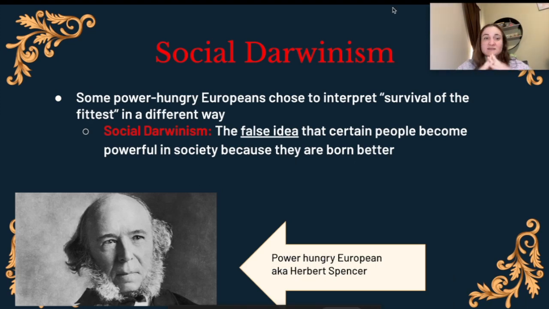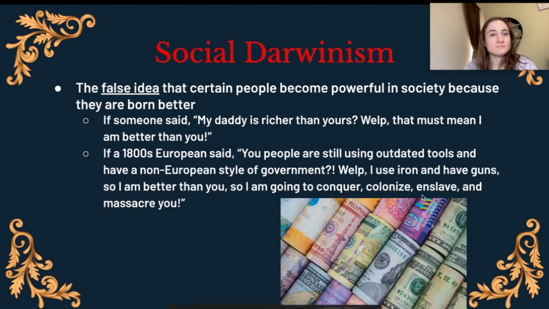But some very power-hungry Europeans chose to interpret survival of the fittest in a very, very different way. This is something called social Darwinism, and it is the false idea that certain people become powerful in society because they are simply born better. I'm going to repeat that definition one more time. Social Darwinism is the false idea that certain people become powerful in society because they are born better.